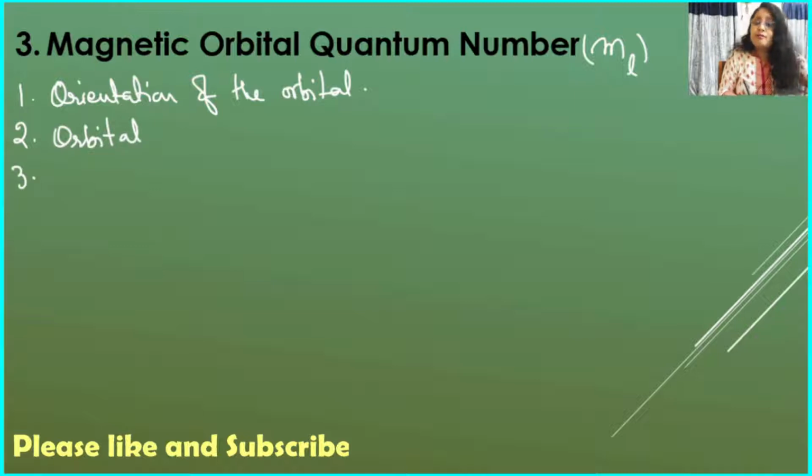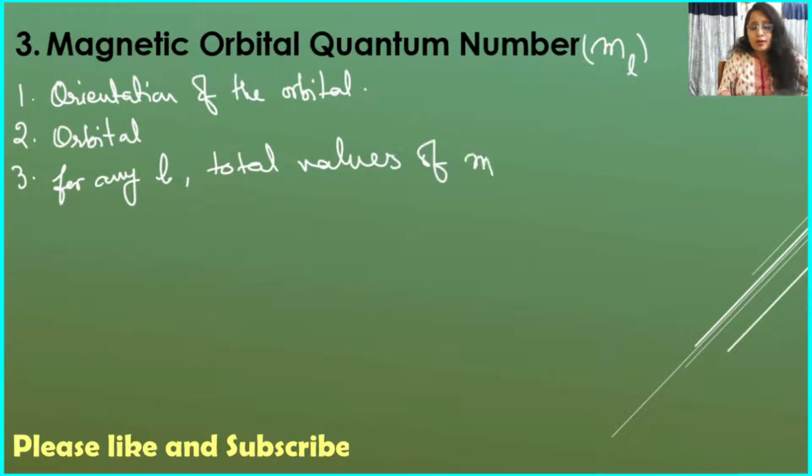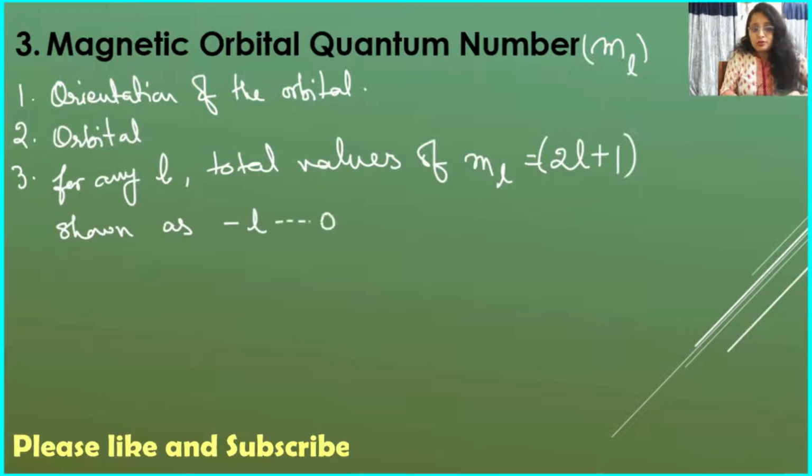Third point is, for any value of l, the total values of m should be 2l plus 1. You can write, for any l, the total values of m is equal to 2l plus 1. And it should be shown as minus l to 0 to plus l.